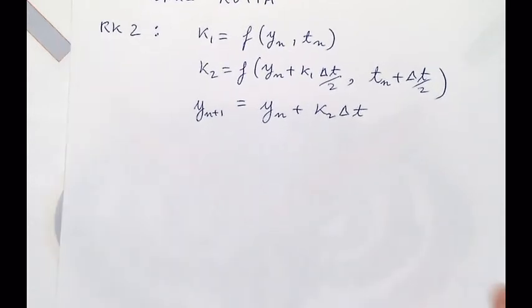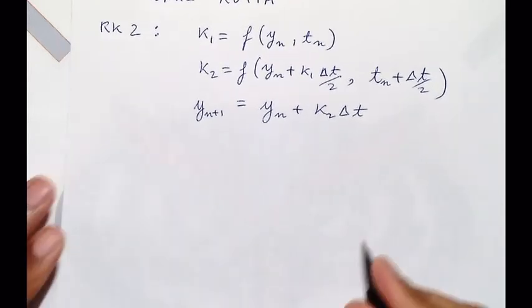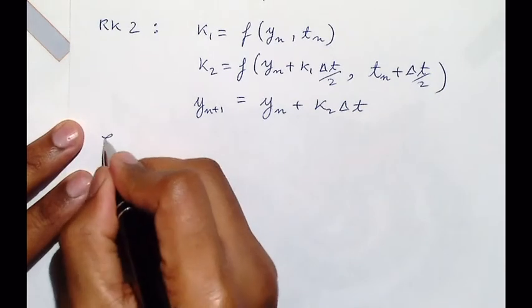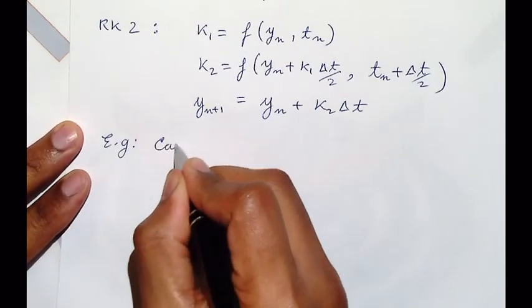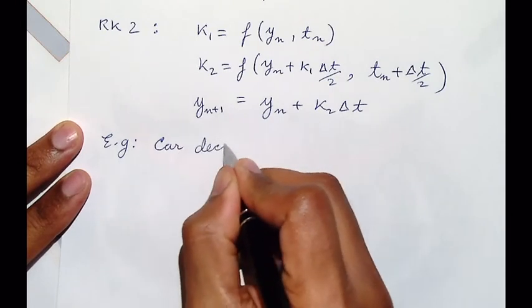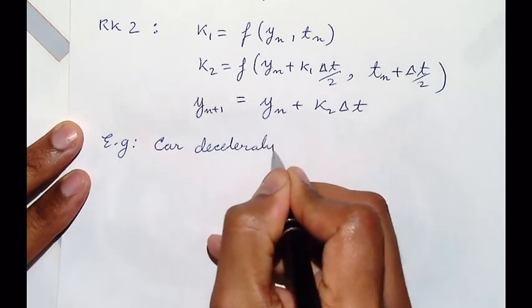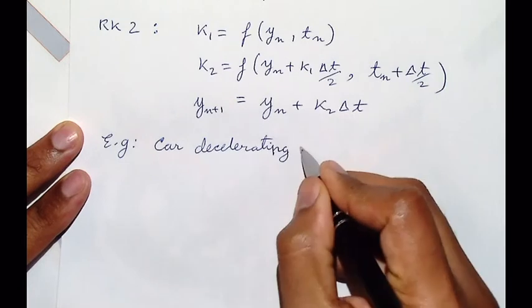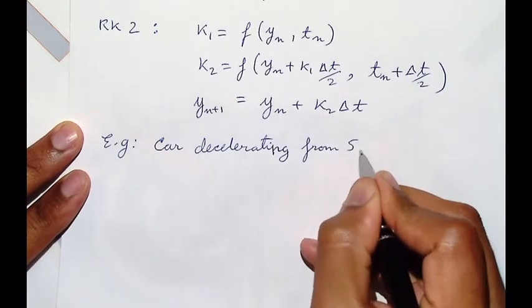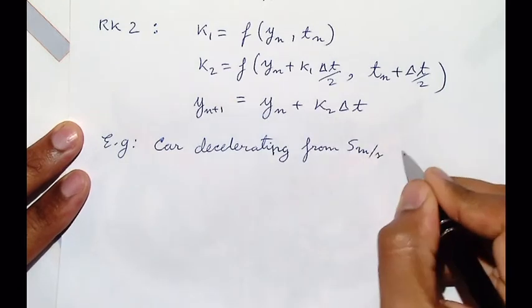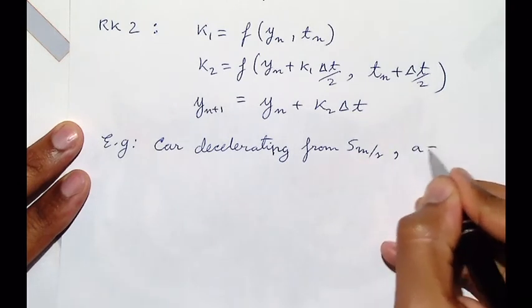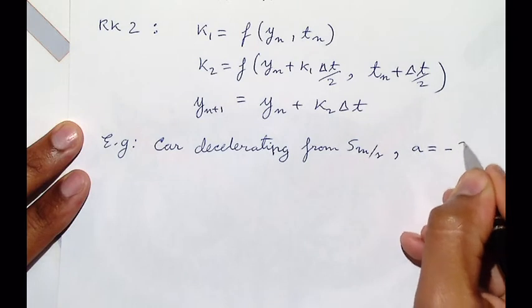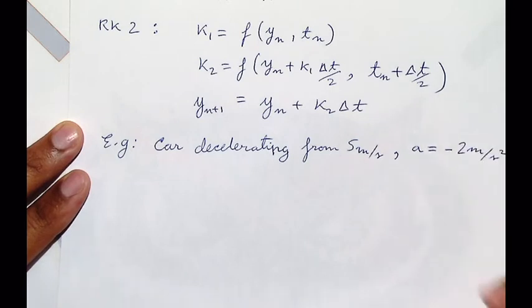Okay, so let's take an example. A simple example of, let's say, a car decelerating from 5 meters per second with acceleration minus 2 meters per second squared. Okay?